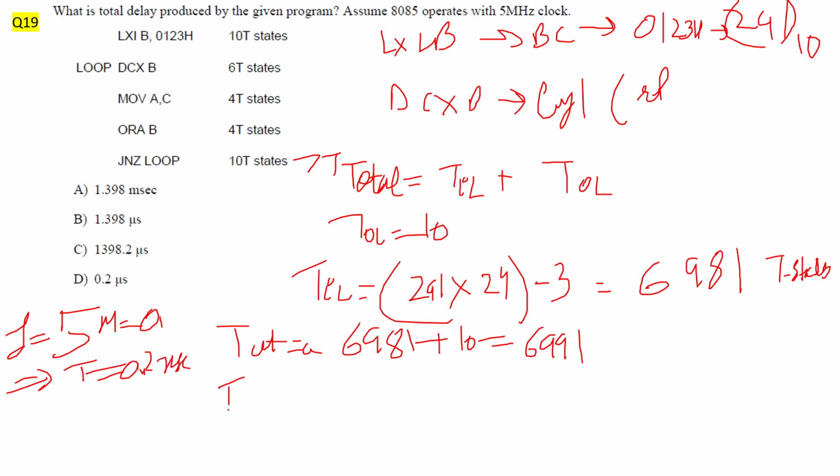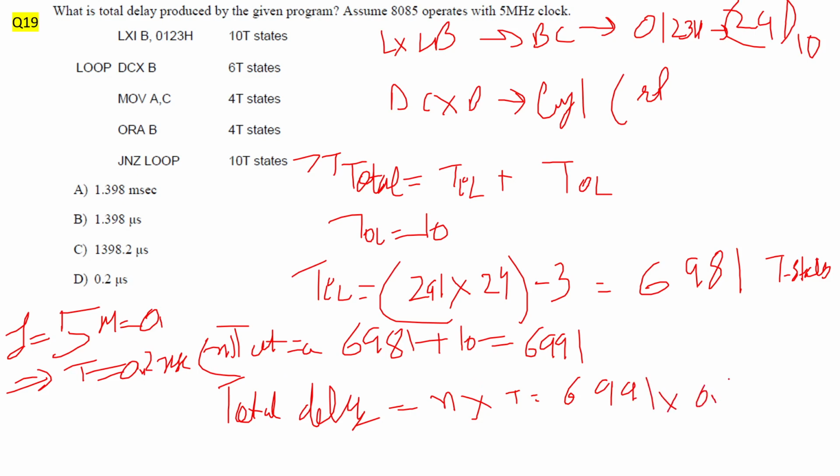So your total delay will be equal to n multiplied by the time period, let me just call it n. So this is 6991 multiplied by 0.2, that is 1398.2 microseconds, or you can also write it as 1.398 milliseconds. So both option A and option B are correct.